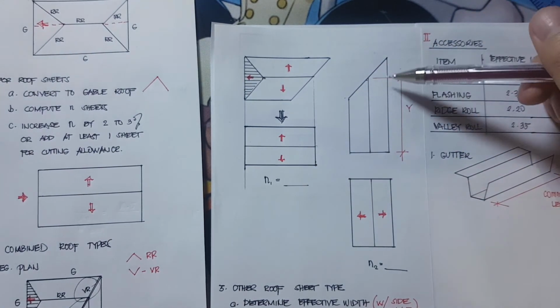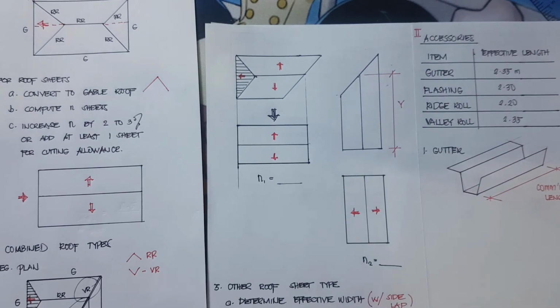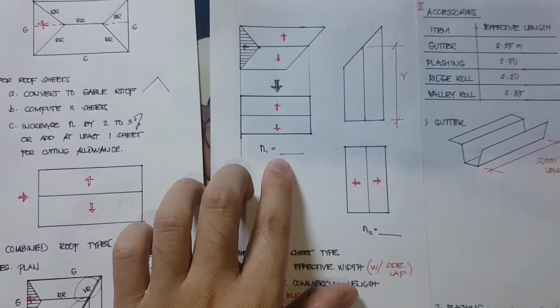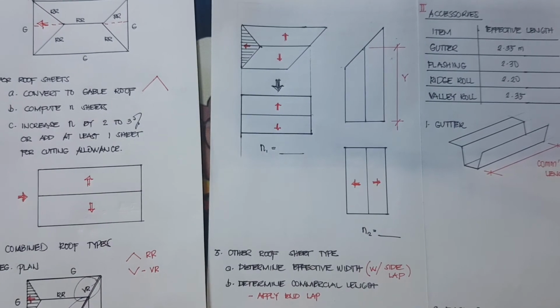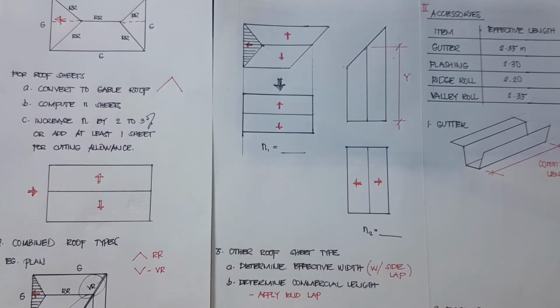Then, for this case naman, get the median distance, which is y. And that would be the length of your GI sheet. Then, you can now compute for the number of GI sheets. And from there, we're going to add 2 to 3% or at least one sheet for cutting allowance.